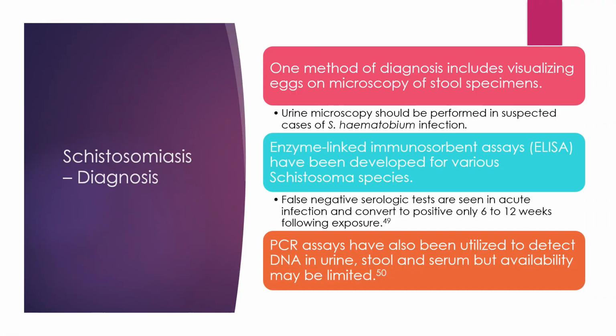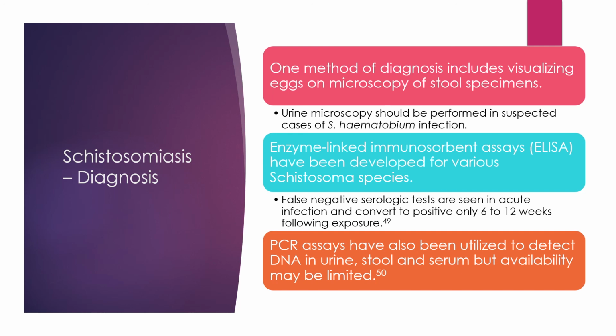So diagnosis. Microscopy is one of the gold standards, microscopy of stool, that is. And in those with haematobium infection, urine microscopy is actually pursued to visualize eggs. Enzyme-linked immunoassays, or ELISAs, have been developed for the various species.